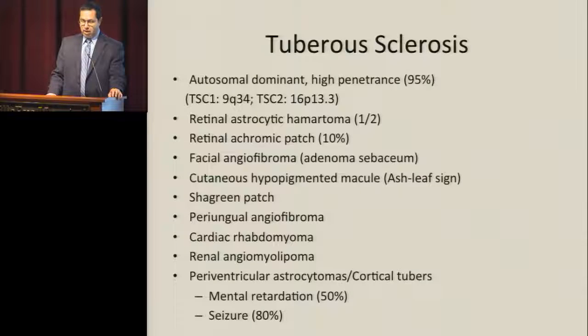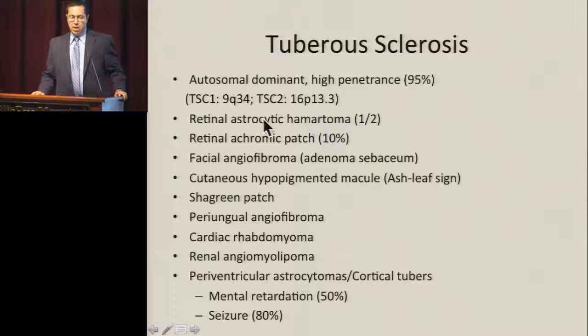Okay. So let's talk about tuberous sclerosis. This is autosomal dominant. There are two genes involved. One is TSC1, chromosome 9, TSC2 on chromosome 2. Retinal astrocytic hamartomas are the most common eye feature of this condition. There is another condition that you may not be familiar with. This is called retinal achromic patch, and I'm going to show you a picture of this.